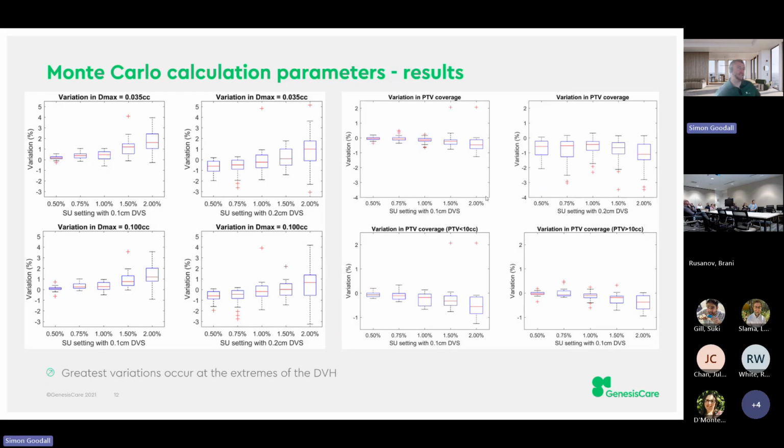And at the PTV coverage end, the same thing happens. We introduce some more noise. We have higher and lower doses, which means some of those values where we had determined the PTV was covered, those voxels are now not covered anymore. And it starts to cause a drop in dose coverage.